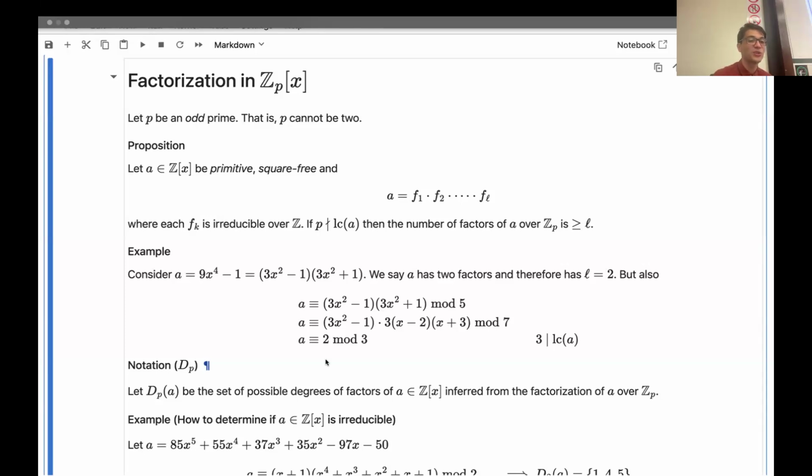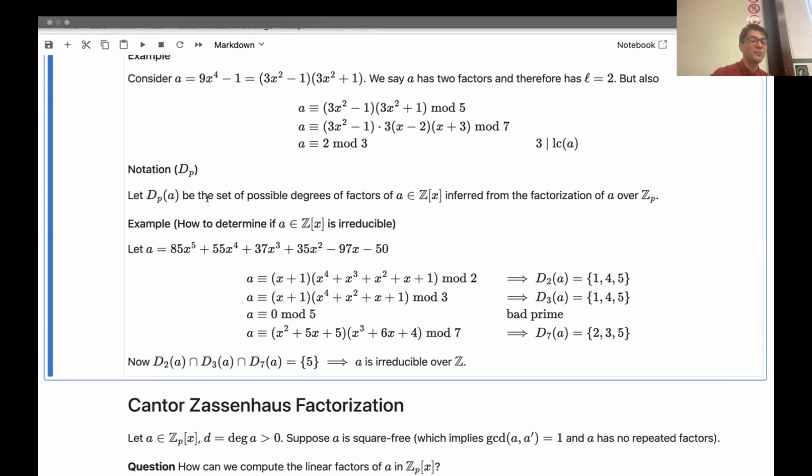So here's a way that you can do it. If we denote by D_p the set of possible degrees of factors of A inferred from doing a factorization over Z_p, then we can utilize that information to deduce if a polynomial over Z[x] is irreducible or not, which is kind of cool. So for example, here's A. I'm saying, tell me if this is irreducible or not.